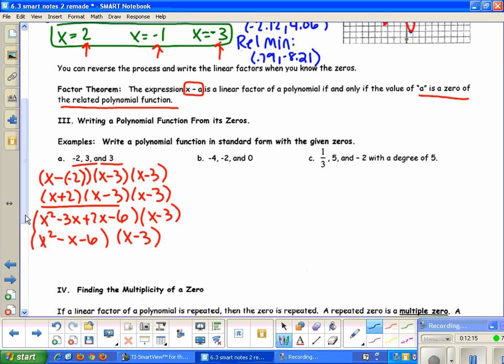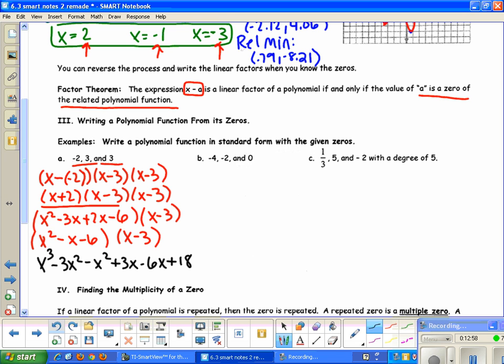So when I do that, I'm multiplying the x times this term here and this term here. So that gives me x cubed minus 3x squared. And now I'm going to take the next term, which would be the -x, and multiply it by the x and the -3. So when I do that, I get minus x squared plus 3x, and then I have the last term, which is the -6 times the x and -6 times -3. So minus 6x and then plus 18.